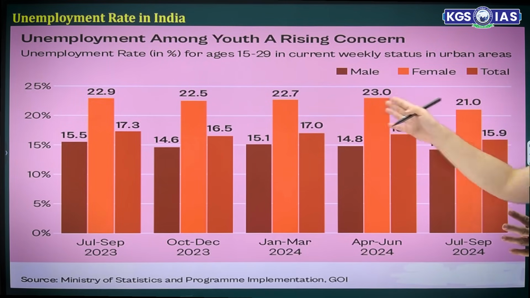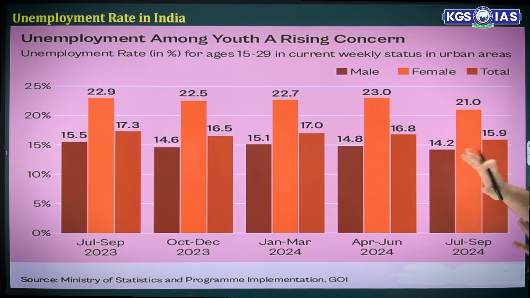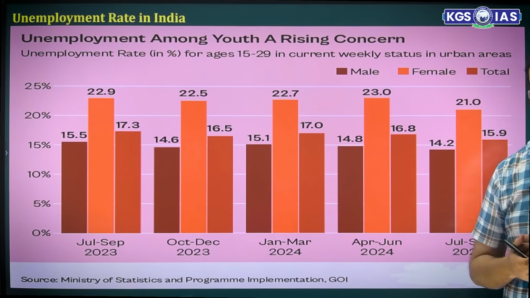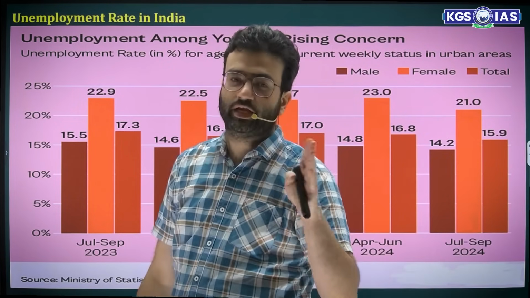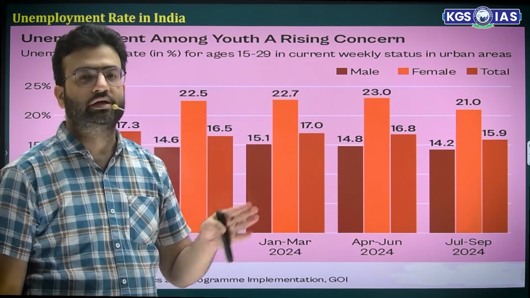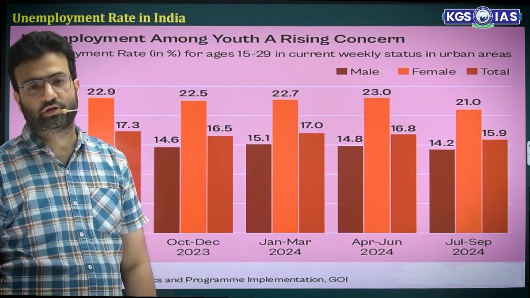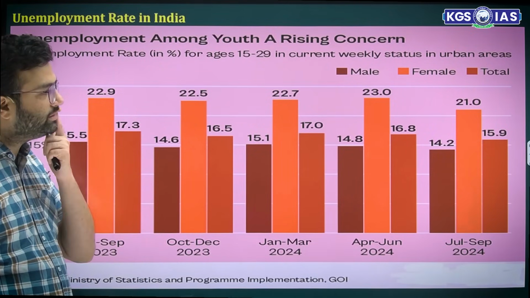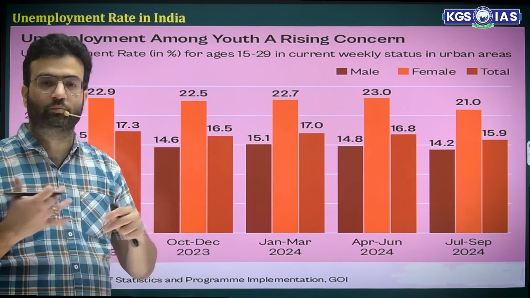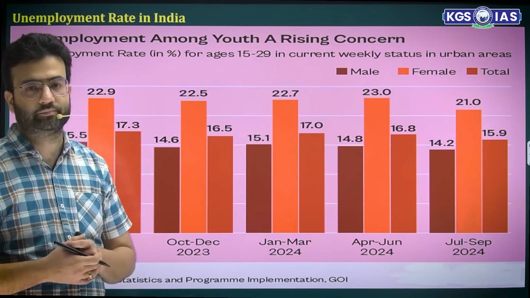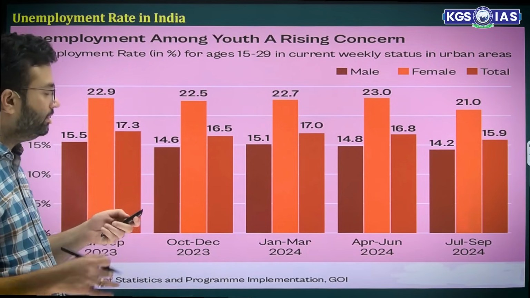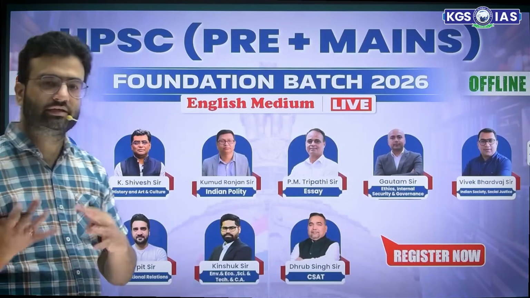the average is almost every time more than 22%. So 22% of our youth who belong to the age group of 15 to 29 are actually unemployed, if you see this data. And here the female unemployment is more. That means it also creates a gender inequality. So to address this problem, the government started this scheme.